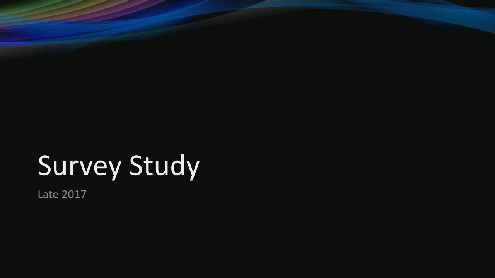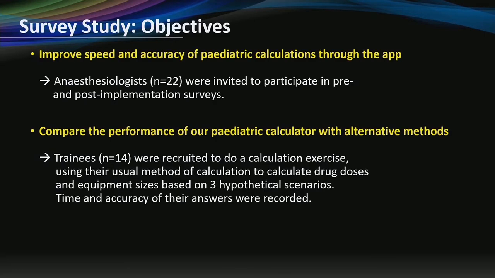We have performed a survey study during the initial phase of implementation of the app. For the objectives, we want to show 2 things. One is to show that the speed and accuracy of pediatric calculations are improved. 22 anesthesiologists were invited to participate in pre- and post-implementation surveys. And secondly, we want to compare the performance of our pediatric calculator with alternative methods.